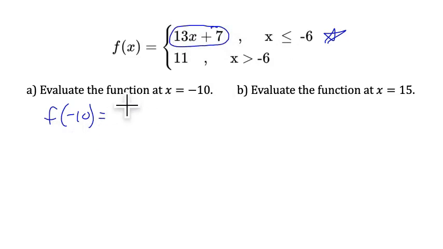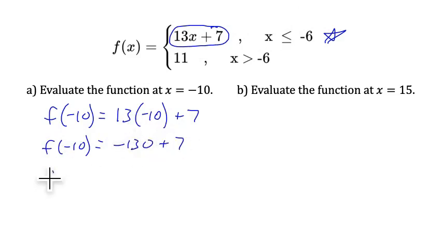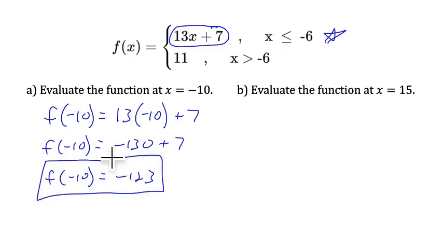So f of -10 equals 13 times the input plus 7. Because our x value fit into the first interval, so we use the first piece of the function. I will multiply, and then we'll add 7. So f of -10 equals -123.